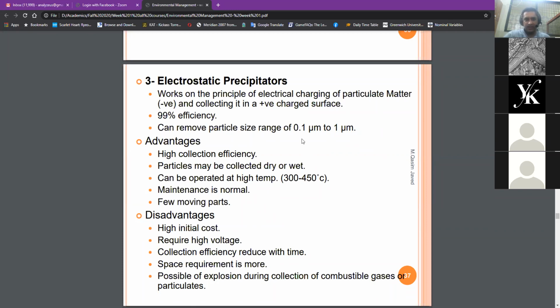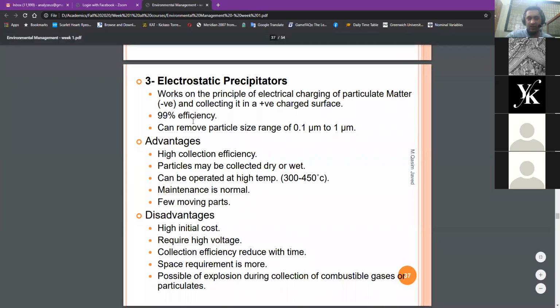So this is another technique which is used to remove very fine solid particles from air, to clean the air in that way. It works on the principle of electrically charging particles of matter positive, and collecting them on a negatively charged surface. Obviously, when we talk about electrical charges, it's always positive and negative. So we try to get the negative in a positive area.